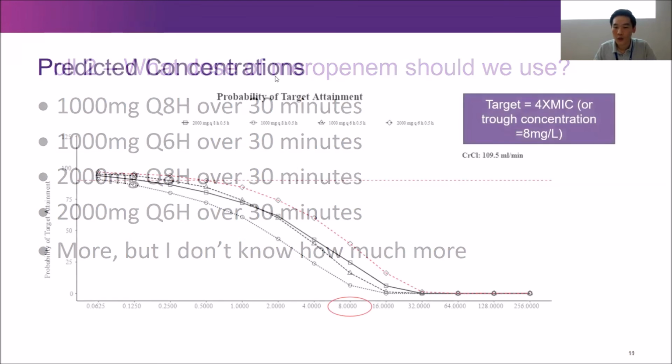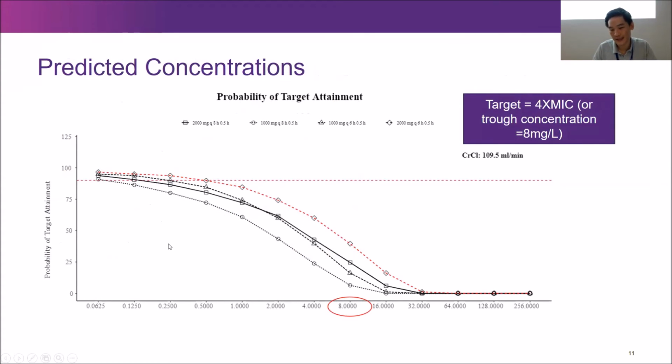Now, we have seen these plots in the previous presentations earlier today, and this is a plot that's generated by ID-ODS. I want you to think of the x-axis as antibiotic or Meropenem concentrations, not MICs as you might have seen in your previous presentations. On the y-axis, you can see the probability of achieving a target concentration based on the x-axis. Remember, we're targeting 8 milligrams per liter, and even with 2,000 milligrams every 6 hours, the chances that you will achieve a trough concentration of Meropenem of 8 milligrams per liter is only about 45 to 50%.